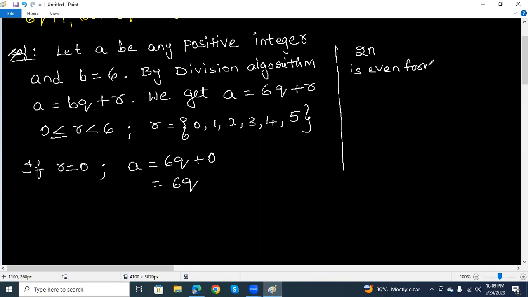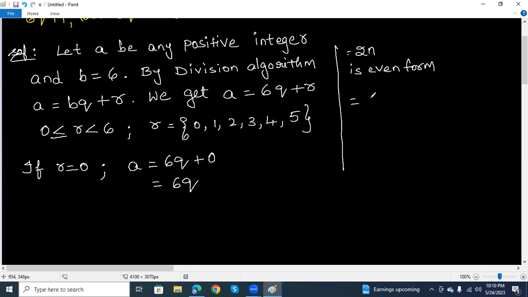Any number, if we write something multiplied by 2, for example, n you take as 1, multiply with 2, 2 ones are 2. It's an even form, right? N you take as 3, 2 threes are 6. 6 is even. So any number, if you want to show it as even, it should be in the form of 2n.